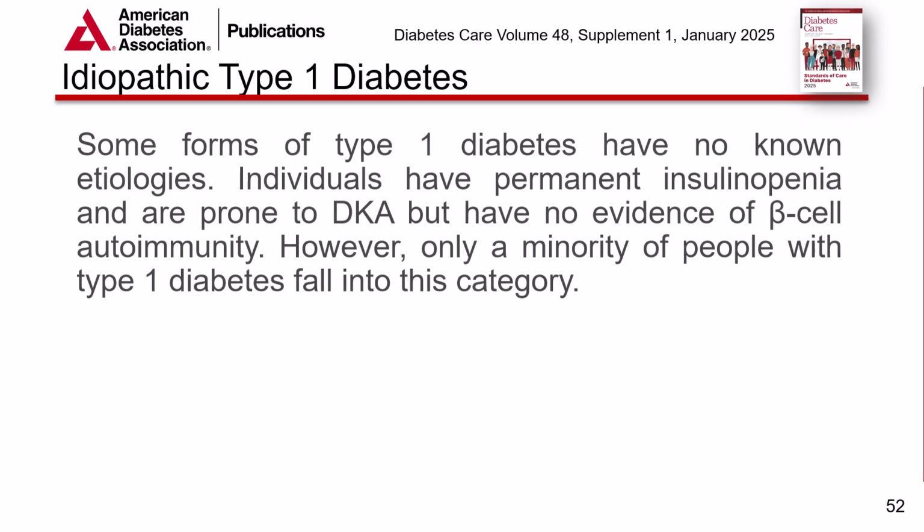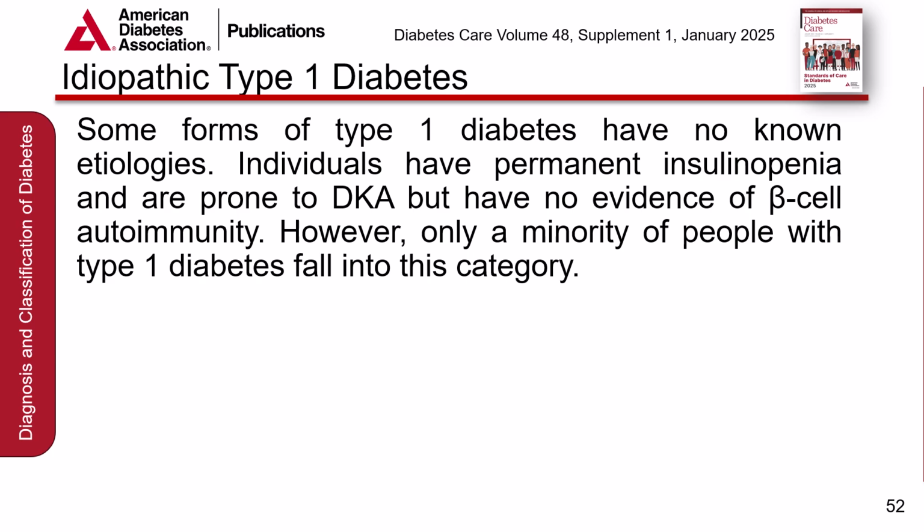Idiopathic type 1 diabetes. Some forms of type 1 diabetes have no known etiologies. Individuals have permanent insulinopenia and are prone to diabetic ketoacidosis, but have no evidence of beta cell autoimmunity. However, only a minority of people with type 1 diabetes fall into this category.